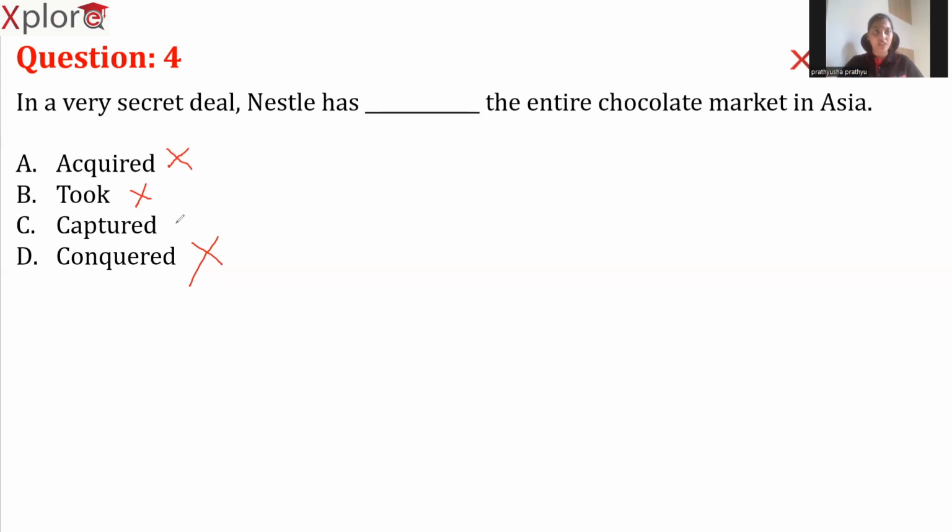Captured is the right term. Even captured is kind of similar to conquer, nothing but taking over, however in a secret way, not by forcing anyone or anything. So here the right answer is captured, meaning taking over something in a secret way. Since we have the term secret deal also, that proves the best answer out of the given options is option C, captured.